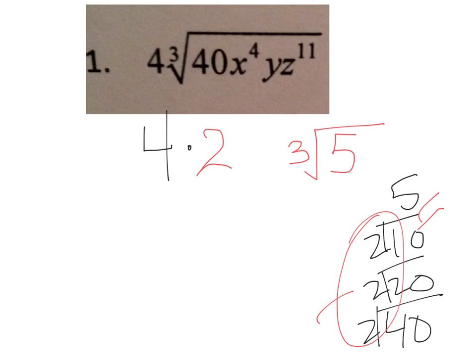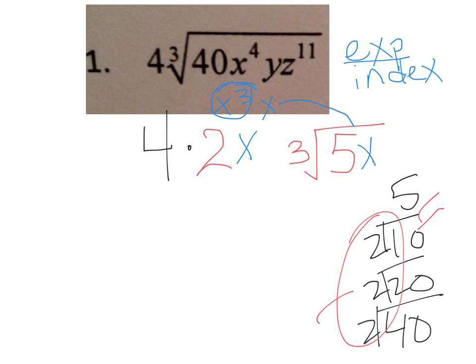of 5. And then for my variable parts, remember for the variables, I always want to think about it as exponent divided by an index. So when I look at x to the 4th, I can't divide 4 by 3, but I can break my x to the 4th into x cubed and x. And x cubed I can divide by 3 would give me 1x out front and leave me with an x inside of my cube root.